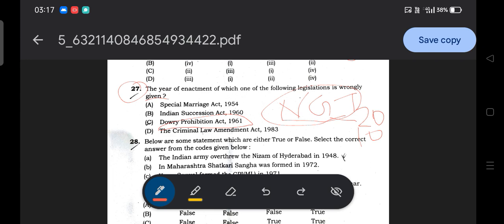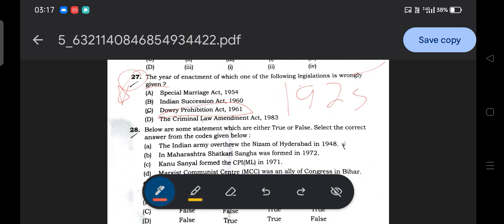But the correct answer is that Indian Succession Act 1960 is incorrect, because the Indian Succession Act is basically 1925. Okay, Indian Succession Act 1925. You can also mark a star for rechecking. So that is the correct answer here. Do remember Dowry Prohibition Act 1961. It's totally correct. Make it correct and please note it.